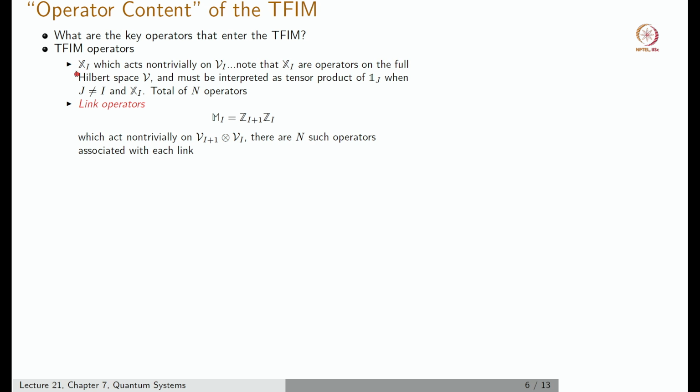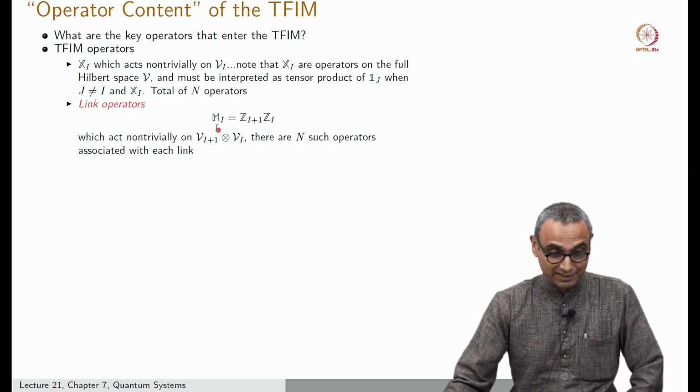The next set of operators that enter the physics of the transverse field Ising model are link operators. So this is very important to appreciate. In the transverse field Ising model Hamiltonian, the z by itself doesn't enter. It is the product of z_{i+1} and z_i, the product of z's on neighboring qubits, that enters this link operator.